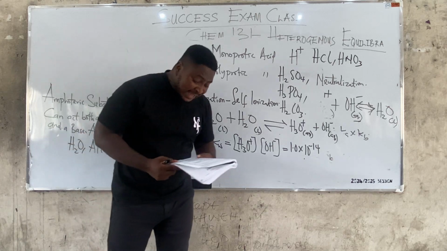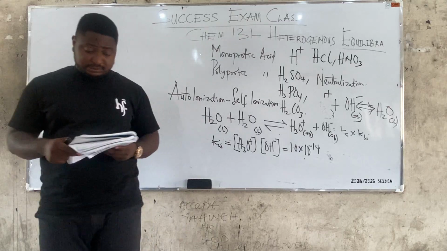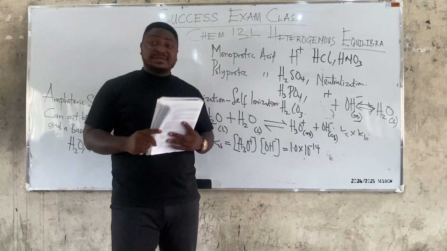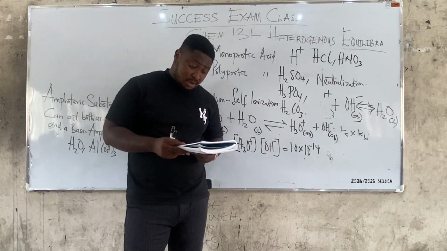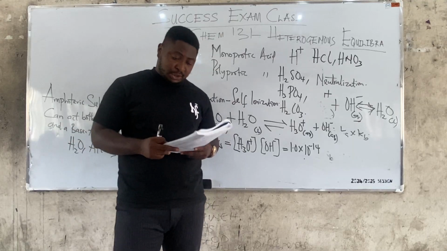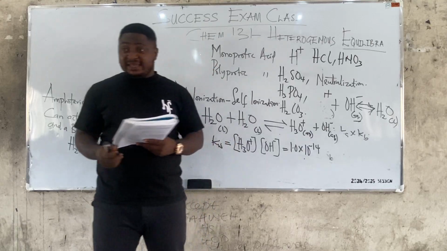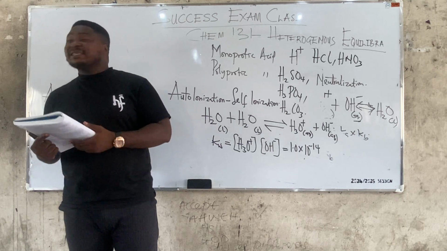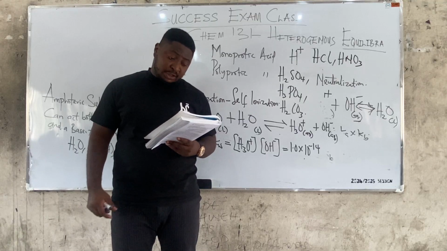Now, a conjugate acid is a species formed when a Bronsted-Lowry base accepts a proton. A conjugate acid is a species formed when a Bronsted-Lowry base accepts a proton.